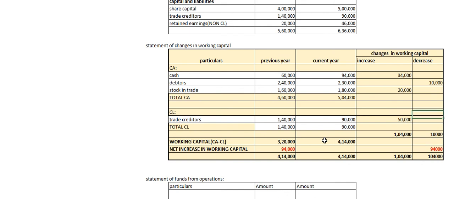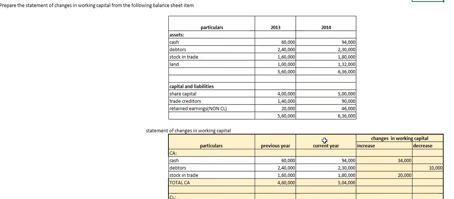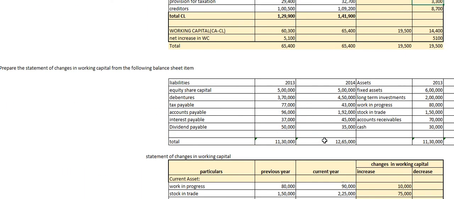I'm sure this would be a basic understanding of the schedule of changes in working capital.